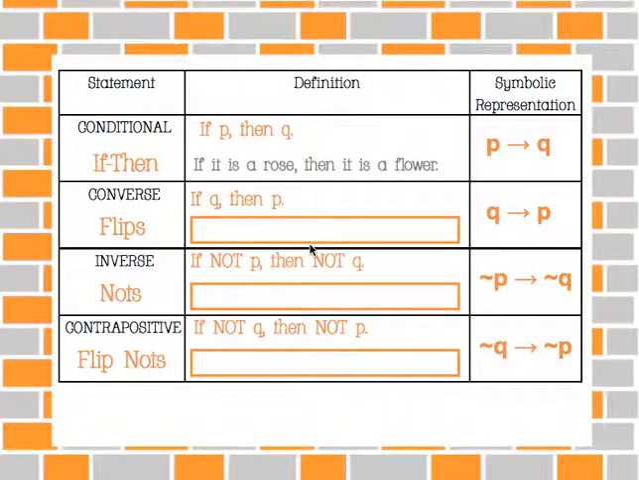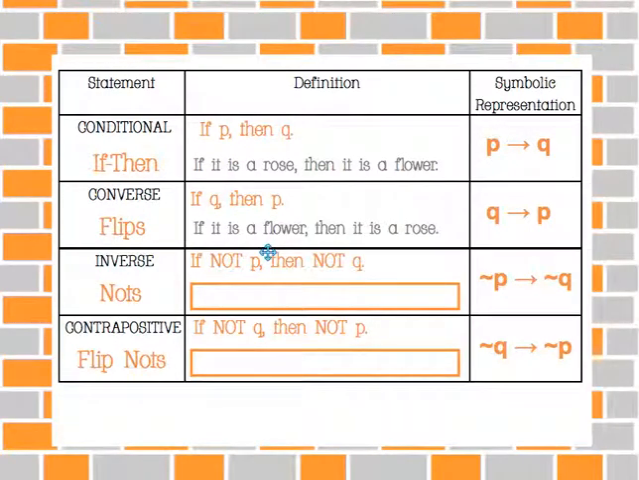All right, so this is the bulk part of this lesson. So our conditional statement is our if-then statement. We can say if P then Q. We represent it with symbols like this. So here's an example. If it is a rose, then it is a flower. So our converse flips the hypothesis and conclusion. So I call those our flips. So you just switch these two things, if Q then P. So that sentence would look like this. If it is a flower, then it is a rose. We just switch these two.